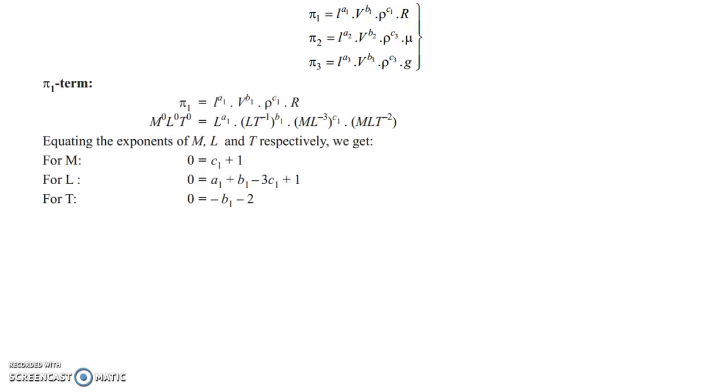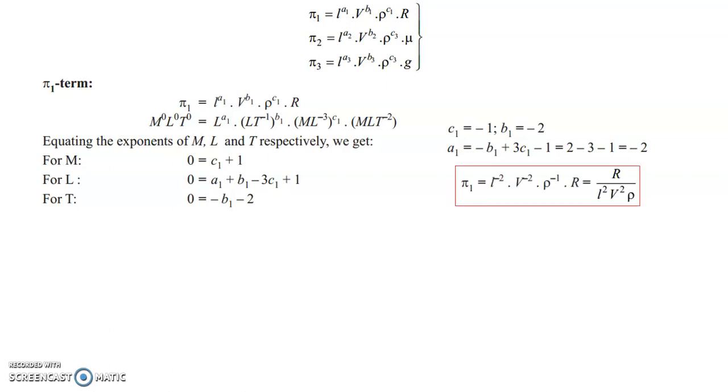So to solve the pi 1 term, we say pi 1 equals L to the power A1 into V to the power B1, rho to the power C1 into R. As a dimensionally homogeneous equation, we'll write the dimensions, we solve, and we calculate the values of A1, B1, C1. They're very simple. Directly you will get the values. A1 is minus 2, C1 is minus 1, B1 is minus 2. So just substitute the values of A1, B1, C1 here. So your pi 1 is R divided by L square V square rho. We have concluded the value of pi 1.